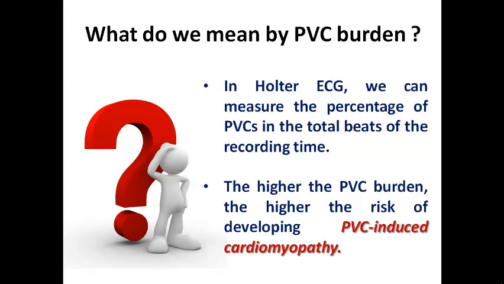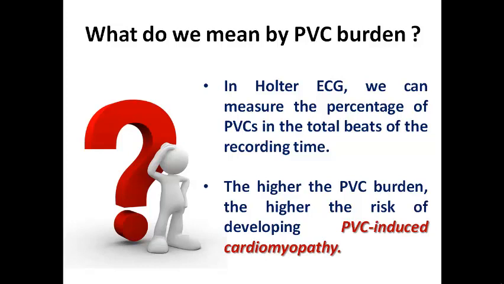And the higher the PVC burden, the higher the risk of developing some sort of LV dysfunction that we call PVC-induced cardiomyopathy. Because a high burden of PVCs means that the ventricular depolarization during these ventricular ectopics does not proceed through the normal His-Purkinje system. It starts in one ventricle and proceeds to the other ventricle through the ventricular muscle fibers. And this of course induces some sort of dyssynchrony inside the ventricles. So we call this precisely interventricular dyssynchrony during the PVCs.